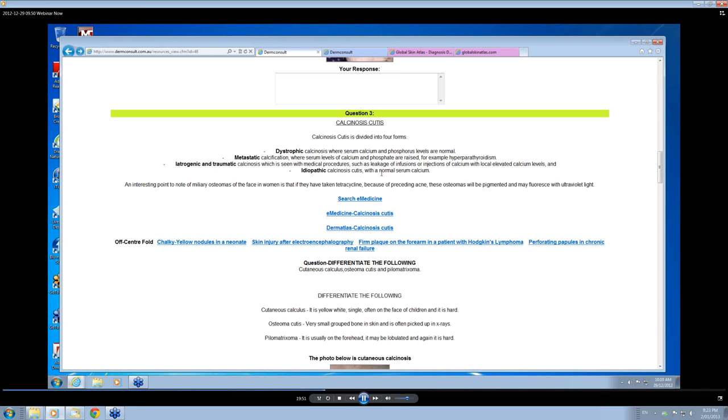And then idiopathic calcinosis cutis, where there's a normal serum calcium. Well, it's the same with the dystrophic one as well. We don't really know what starts off dystrophic calcinosis. Maybe local trauma.